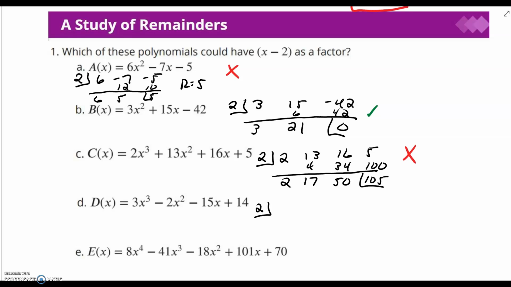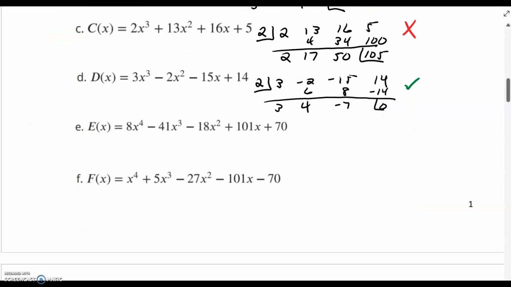Next one, 2. No missing degrees. It's in standard form. 3, -2, -15, positive 14. Drop the 3 down. 2 times 3 is 6. -2 plus 6 is positive 4. 2 times 4 is 8. -15 plus 8 is -7. 2 times -7 is -14. Remainder of 0. Yes, x minus 2 is a factor of polynomial d of x. We have 2 more to do.